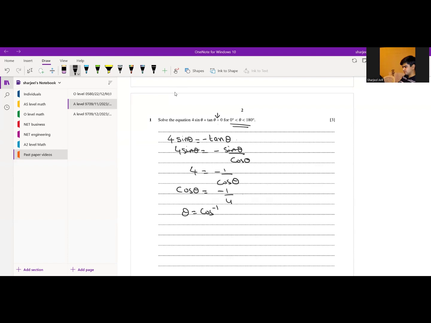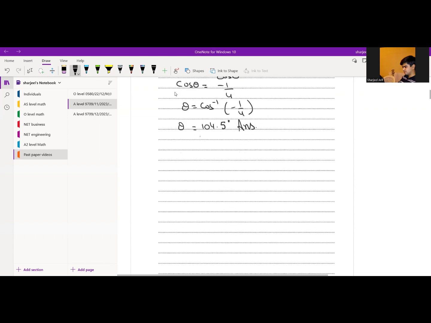Take inverse of cos of minus 1 by 4. You will get the answer 104.5. So to find the other solution, you have to rotate it from 360 degrees, because cos repeats its value within an interval of 360. So that value would be greater than 180. So there will be only one solution for this equation.